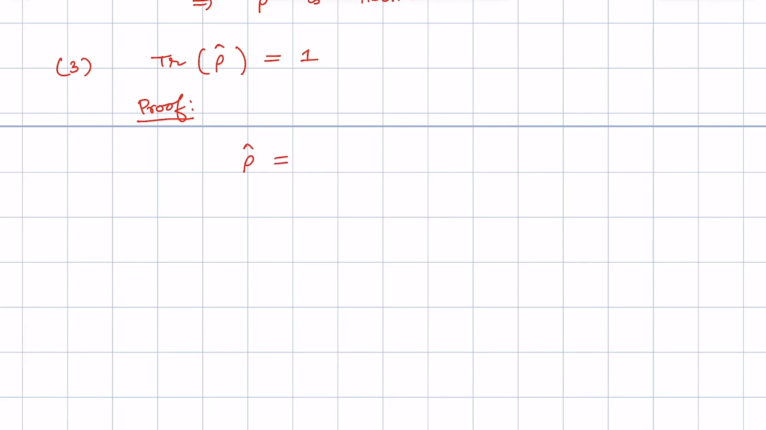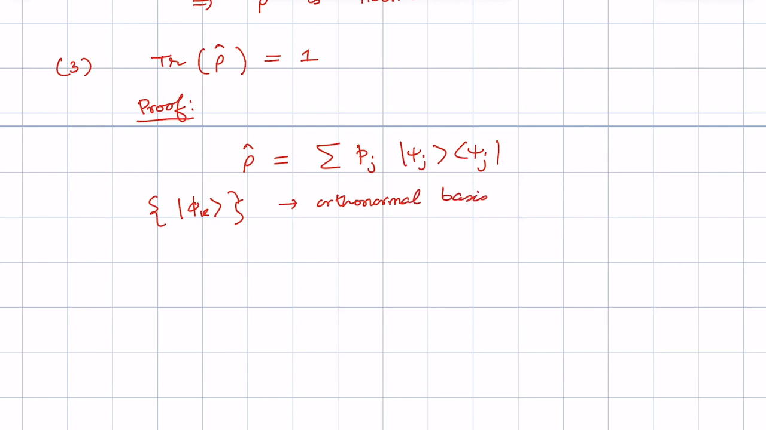So again, writing the basic definition, we can start with that. So we have this. All right, now taking the orthonormal basis states as, say, phi k, I am taking orthonormal basis vectors.